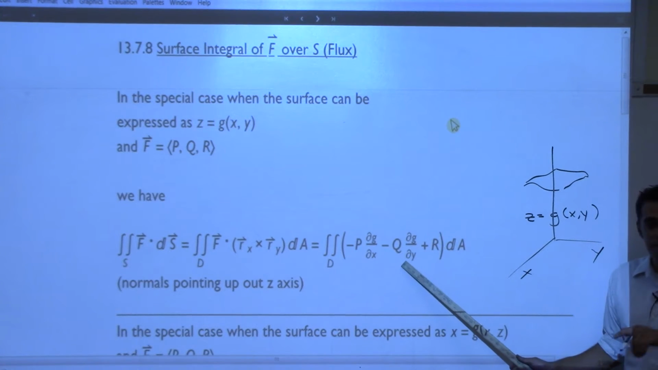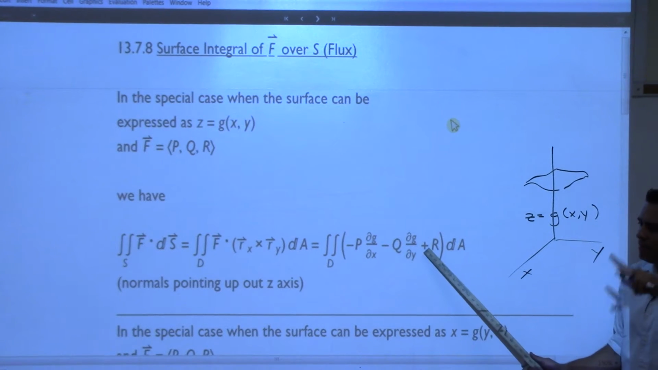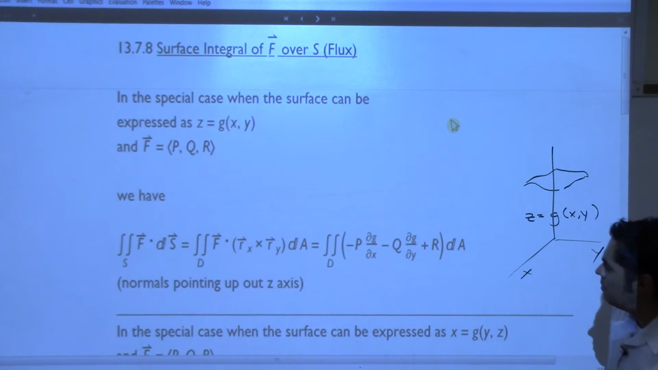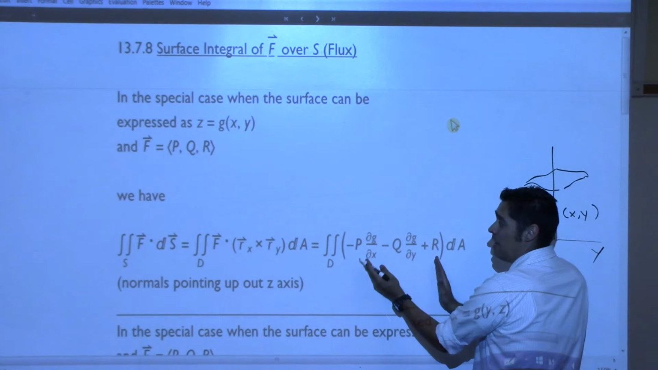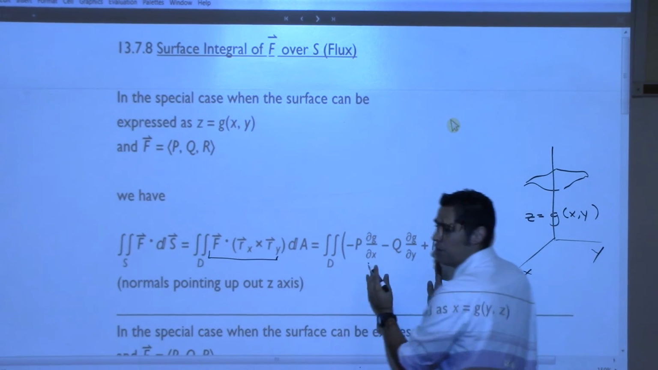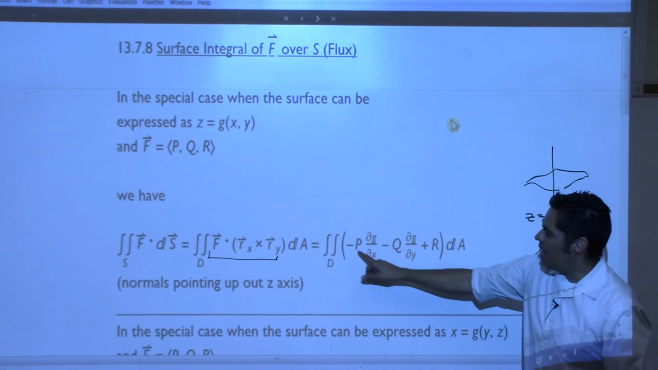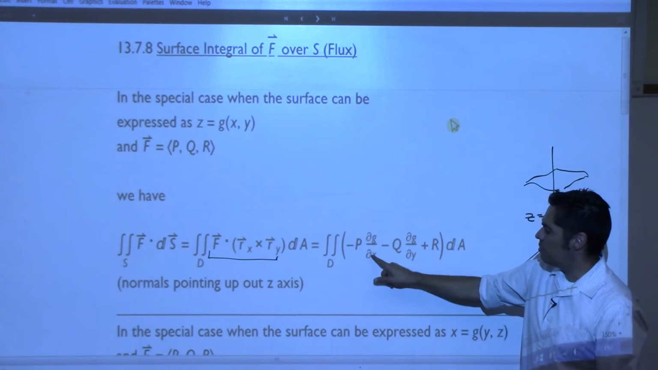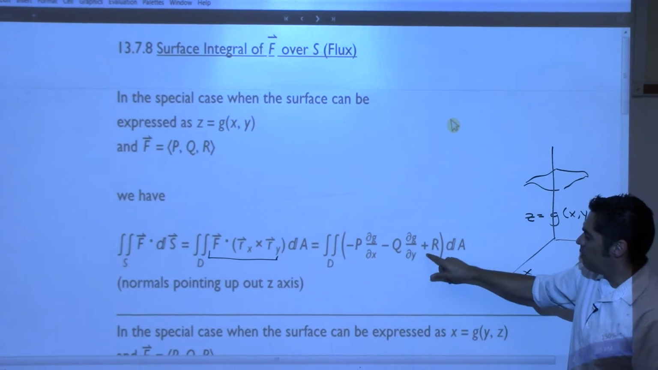Now this is kind of like the shortcuts where we had the magnitude of the cross product, and it was square root of 1 plus partials and all that. This is that cross product before you square it. So if you do the cross product of these two, here's the shortcut. And look, this shortcut actually does the dot product for you. So what it will be is negative P times partial g with respect to x, minus Q times partial g with respect to y, plus R.